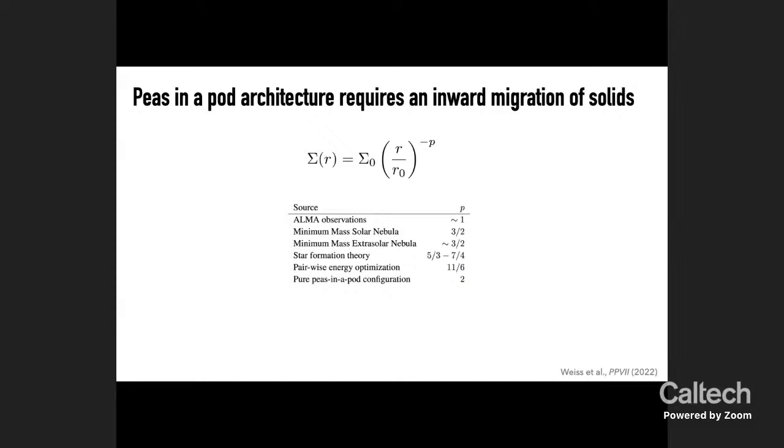Something that I learned while we were writing our chapter is that the peas in a pod architecture requires an inward migration of solids. The reason for this is that the surface density of the fully assembled peas in a pod systems does not match the surface density expected from star formation. In general, we think about a disk profile as having a power law index P. And note that for equal mass planets at regular spacing, the power law P has to be 2, whereas star formation theory predicts a less steep profile, typically P of about 1.5, and ALMA measurements of outer parts of solar systems have P of more like 1.